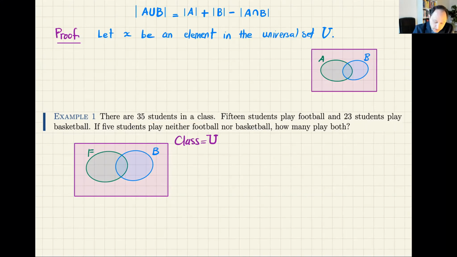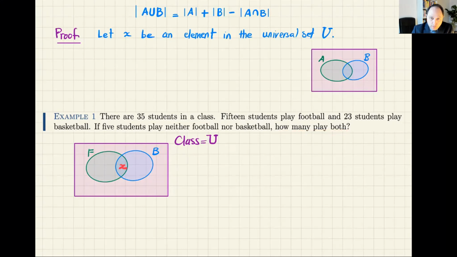So we know that what is inside this big rectangle are 35 elements. 15 students play football. If I want to solve this problem, I recommend you to do this one yourself exactly in this way. So I will put X here. It means that I assume that the number of elements here, the students who are playing both football and basketball, is X, which is exactly the thing that I want to answer. How many play both? Yes, I don't know.